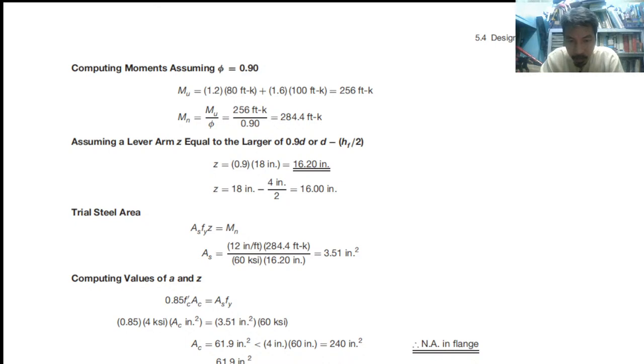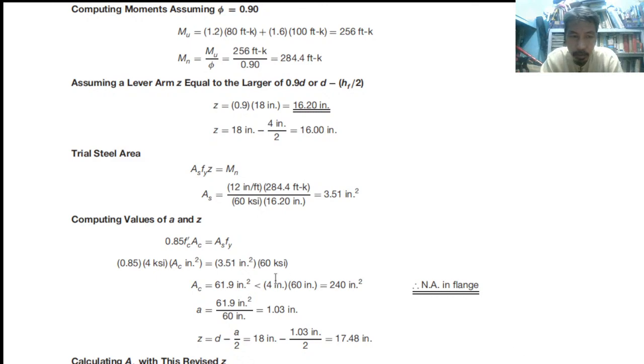So recalculate, because we already found this. Here we have the value of a by dividing immediately: 61.9 divided by 60. Then find out the value of Z. Z is the lever arm. And our answer now, by substituting d equal to 18, a equal to 1.03, divided by 2, is 17.48. And this is not our assumption. This is our assumption. Okay? This is assuming. We have to use the correct value. So, the correct value is 17.